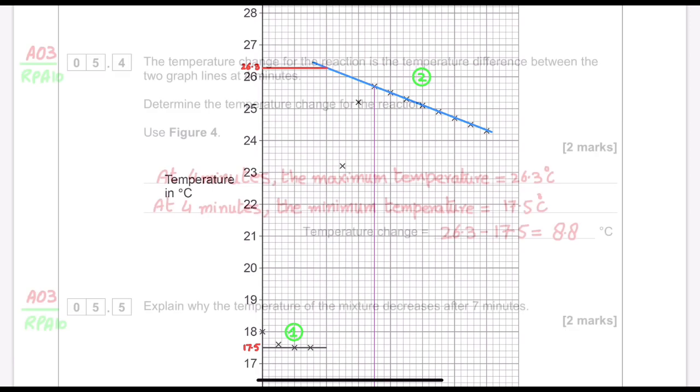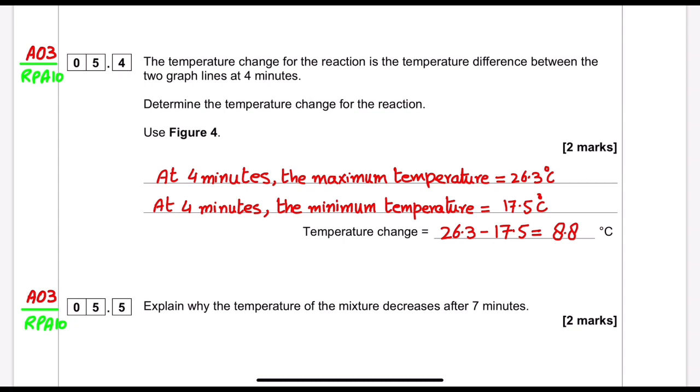Let's see the model answer. At 4 minutes, the maximum temperature is 26.3 degrees, which we can get from the blue line. At 4 minutes, the minimum temperature is 17.5 degrees. And the temperature change between these two values is 8.8 degrees Celsius.